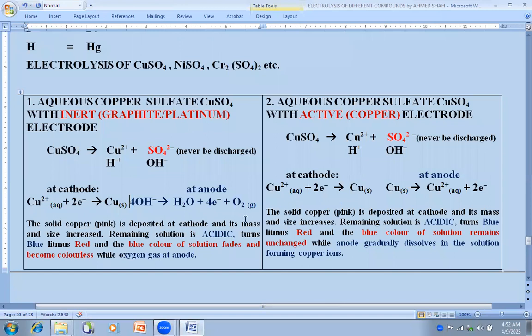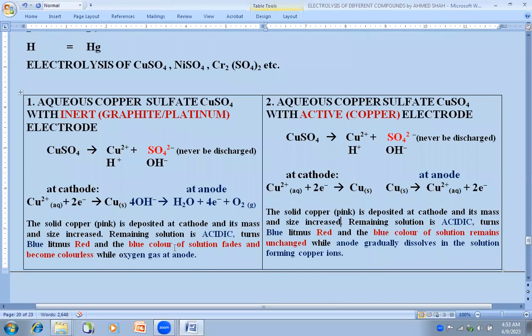Both cases have the same result: solid pink or red-brown copper is deposited at the cathode and its mass and size increase. The remaining solution is acidic for both cases, even when inert electrodes, carbon or graphite electrodes or platinum electrodes, are used. The resulting solution is acidic.